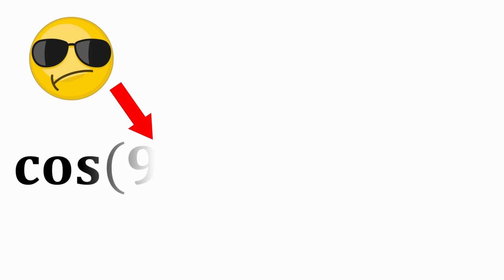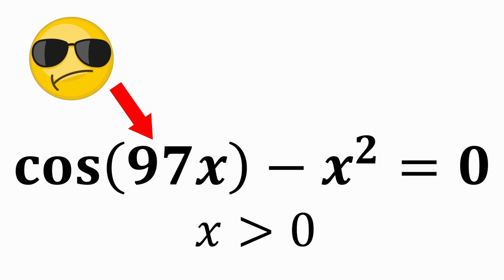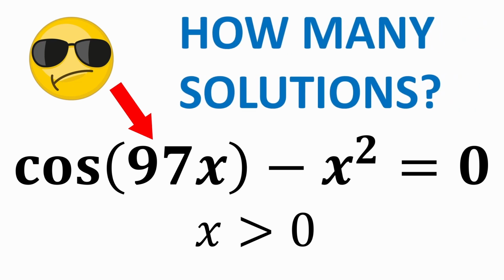Here's a challenging question that only 33% of math graduates got correct. We're going to take the equation cosine of 97x minus x squared equals 0, where x is defined to be greater than 0. Your goal is to find out how many positive solutions this equation has. Pause this video to give it some thought, and when you're ready, join me for the solution.